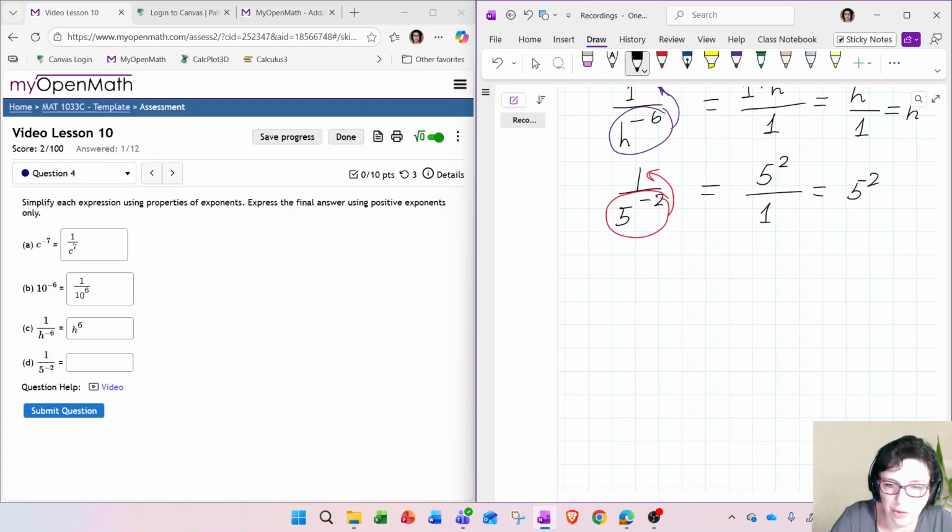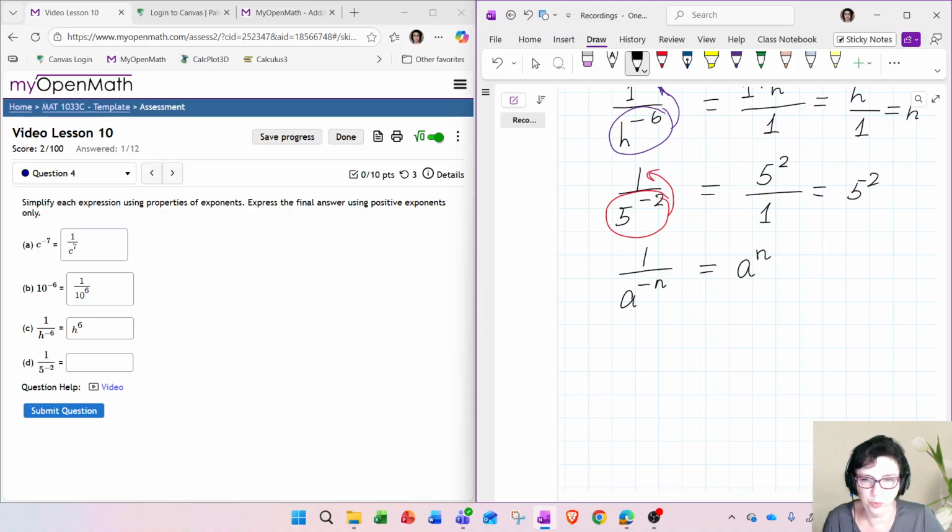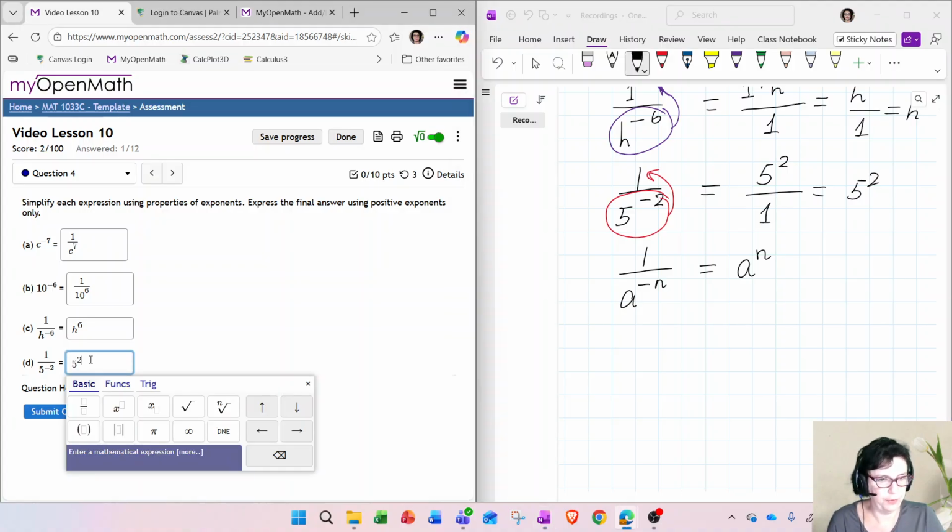Now, I want to generalize that before we submit. 1 over a to the power negative n becomes, we just move it to the top. It becomes a to the power positive n divided by 1, but we don't need that. Okay, let's see. So here we get 5 to the power 2.